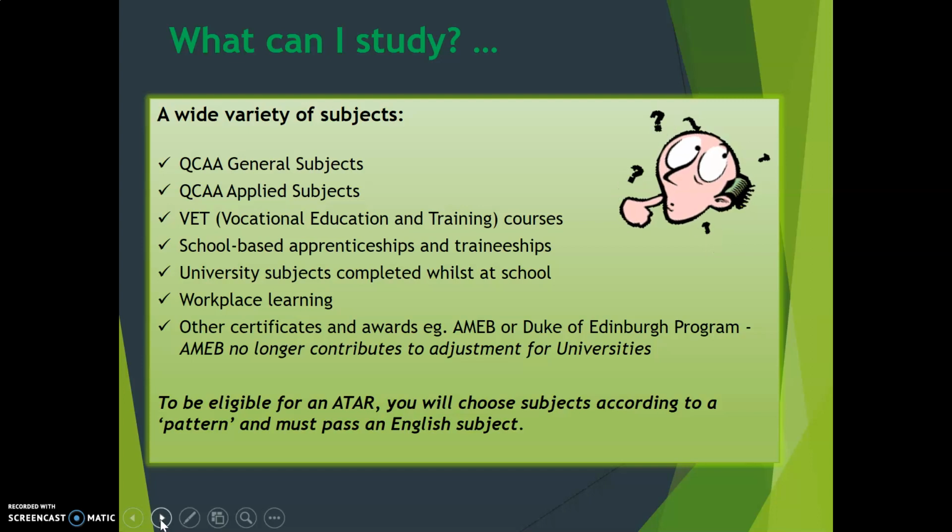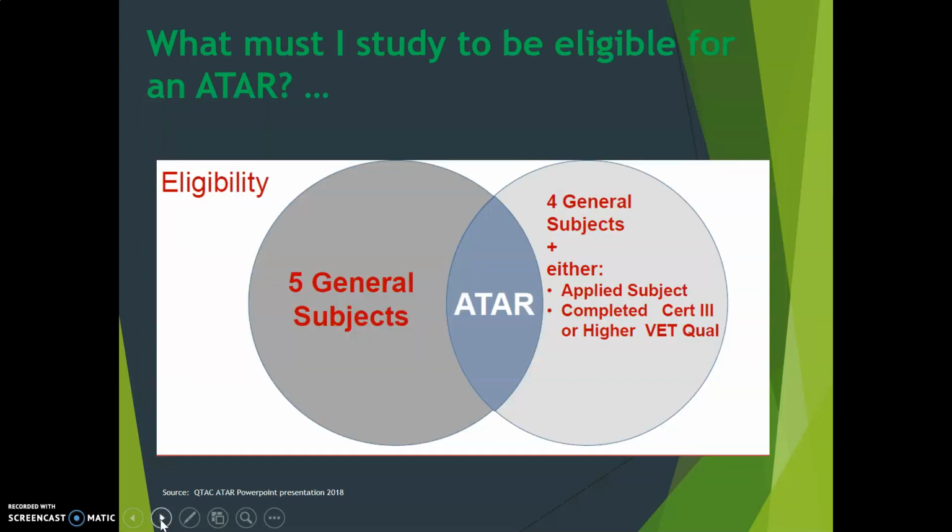To be eligible for an ATAR, you will choose subjects according to a pattern, and you must pass English as a subject. All right, so 2 different situations for you to be ATAR eligible. You may study 5 general subjects, and those 5 general subjects will contribute towards your ATAR. Or you may study a pattern of 4 general subjects and either an applied subject or a completed Certificate 3 or higher VET qualification. Most of the qualifications that you will be able to do in Year 11 and 12 are a Certificate 3 level.